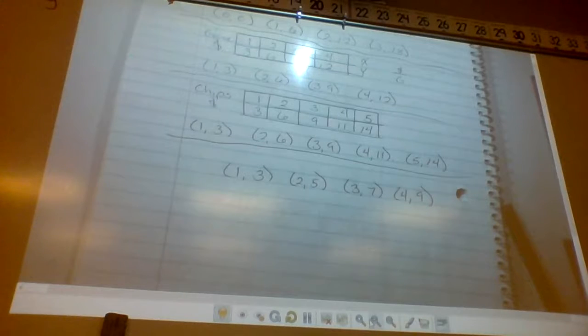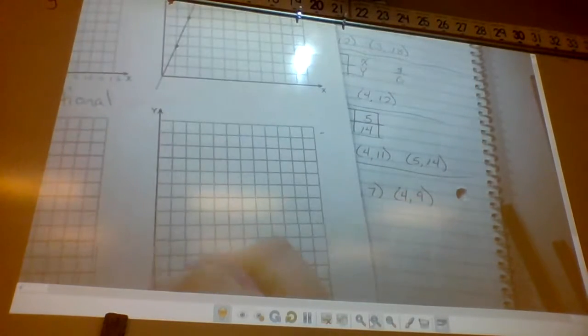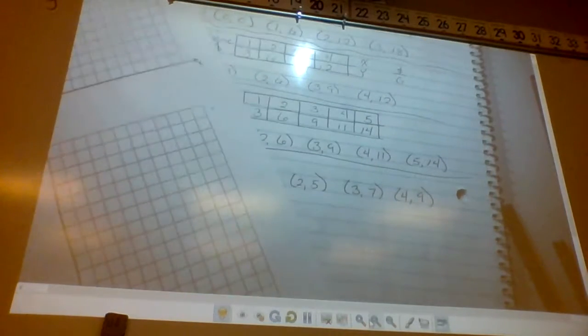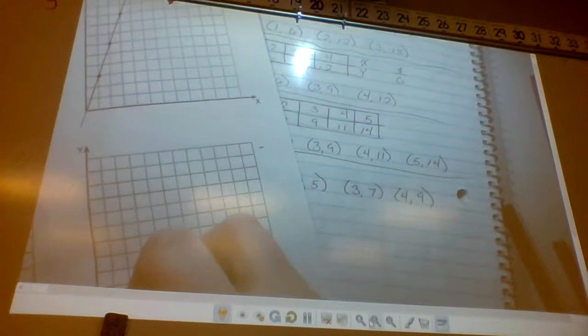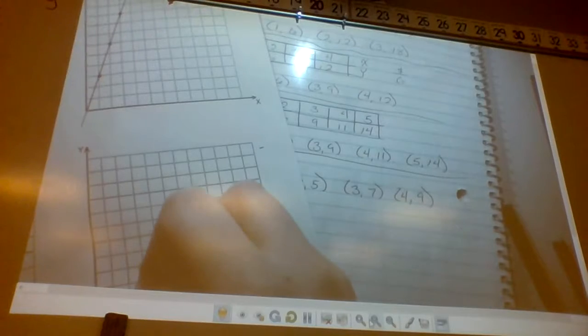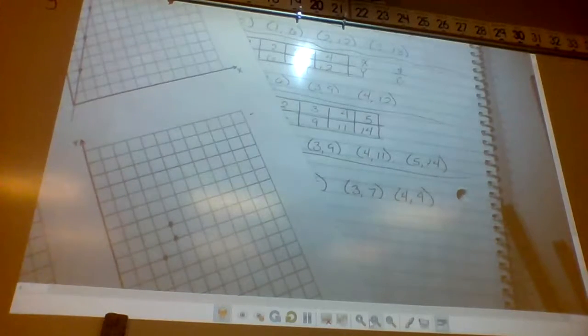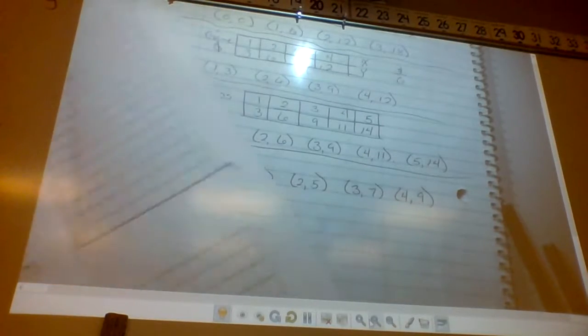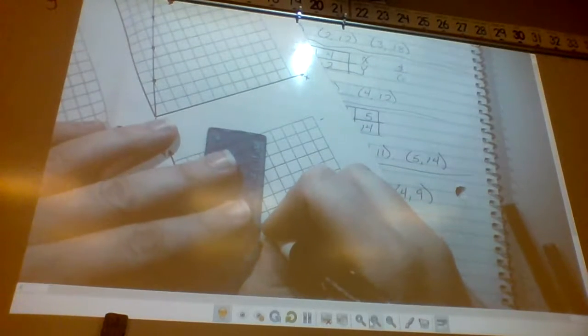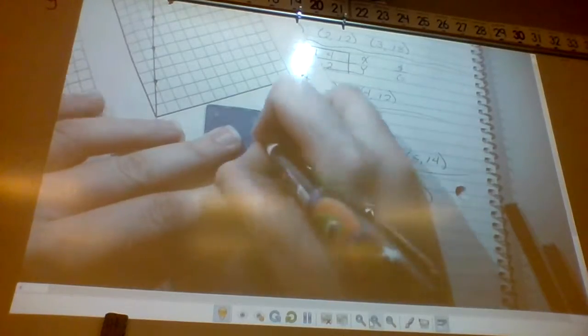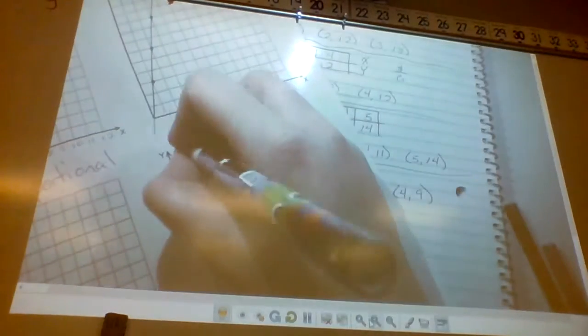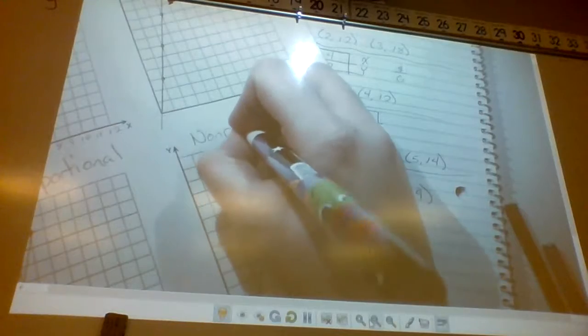Let's graph it, on the fourth one. It's gonna be straight. It's gonna be proportional, because they're straight. This is not proportional. What? Oh wait, never mind.